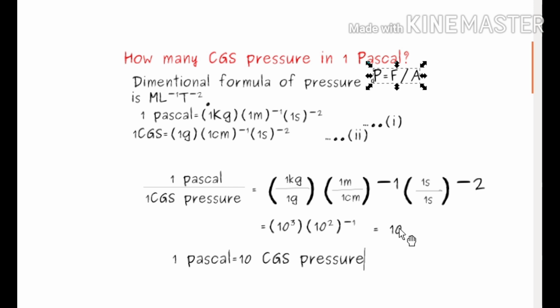So 1 Pascal upon 1 CGS pressure is equal to 10. So 1 Pascal is equal to 10 CGS pressure. Now you have got the answer: 1 Pascal is equal to 10 multiplied by CGS pressure. What is the factor 10? This factor is known as the conversion factor, and we did all these things just to calculate it, so that we can go from one system of units to another system of units.